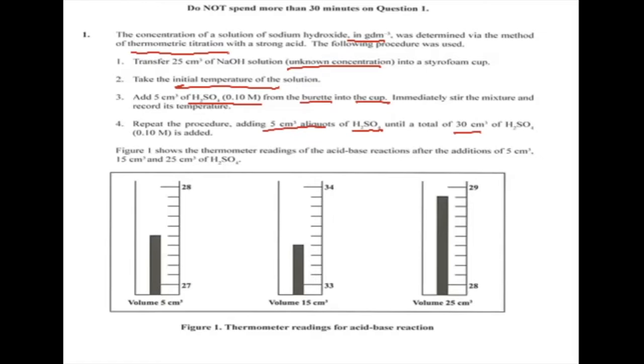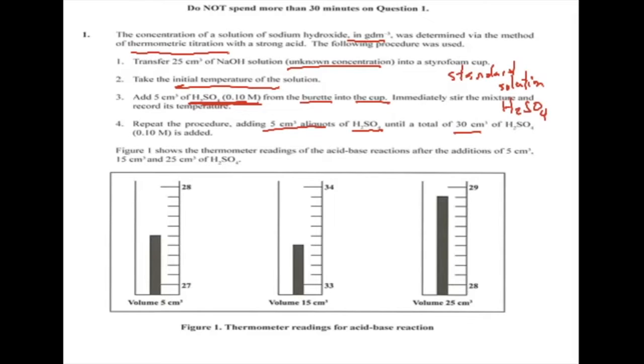So this is a thermometric titration, right? Thermo means heat, so we're using heat change to actually determine when we've reached our end point. But the basic principle still remains that this is a titration. We are using a solution whose concentration is known. In this case, the standard solution is sulfuric acid. We know its concentration, the concentration is given, so it's our standard solution.